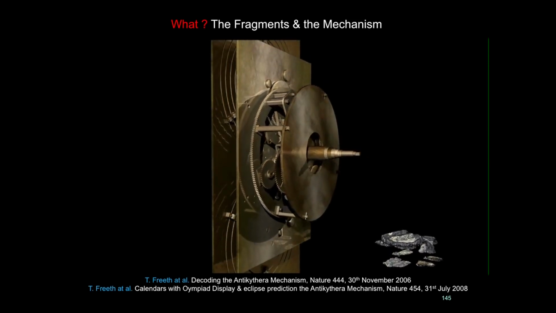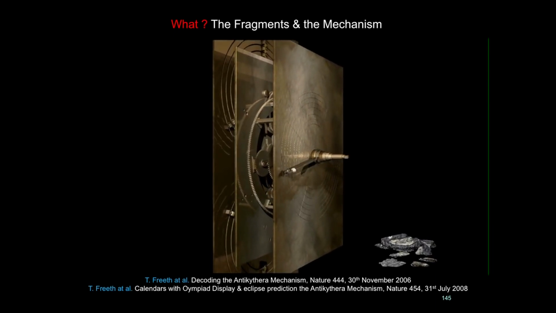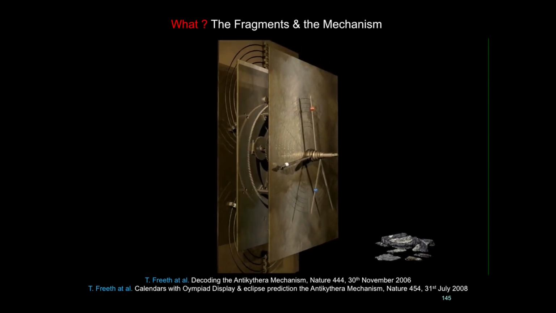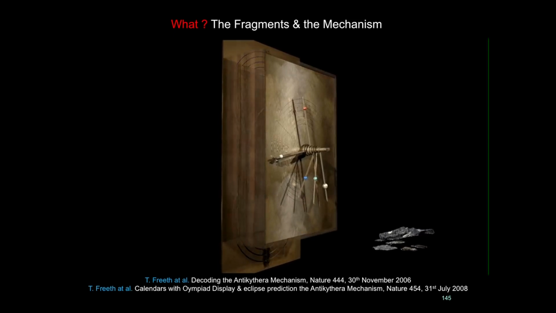And it ends with Wright's proposal of 8 coaxial pointers showing the date, the sun, the moon, and all 5 planets known in the ancient world.